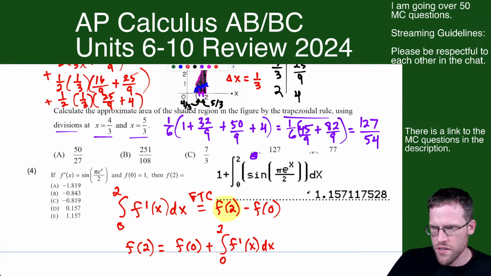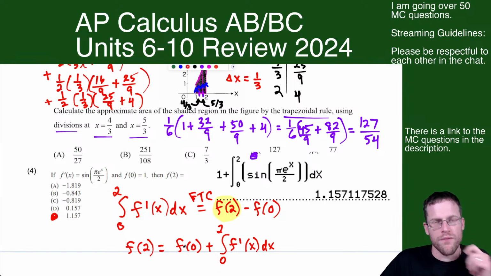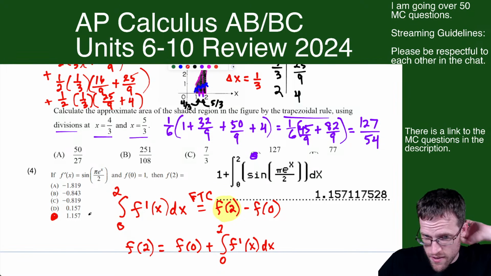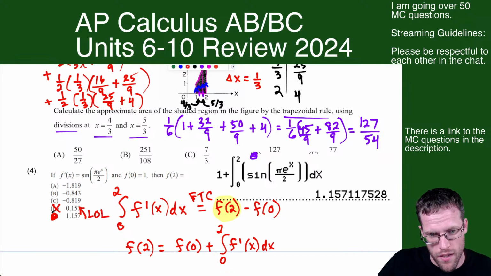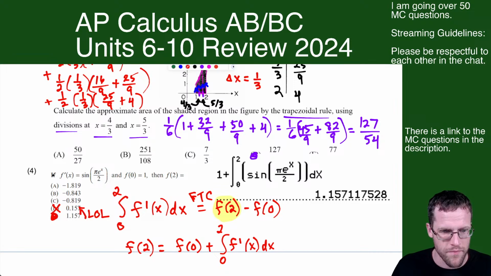Cool. So this is choice E. If you forget to do f of 0 plus, this answer is waiting for you. Okay? Please don't choose that. This is like the saddest answer choice.